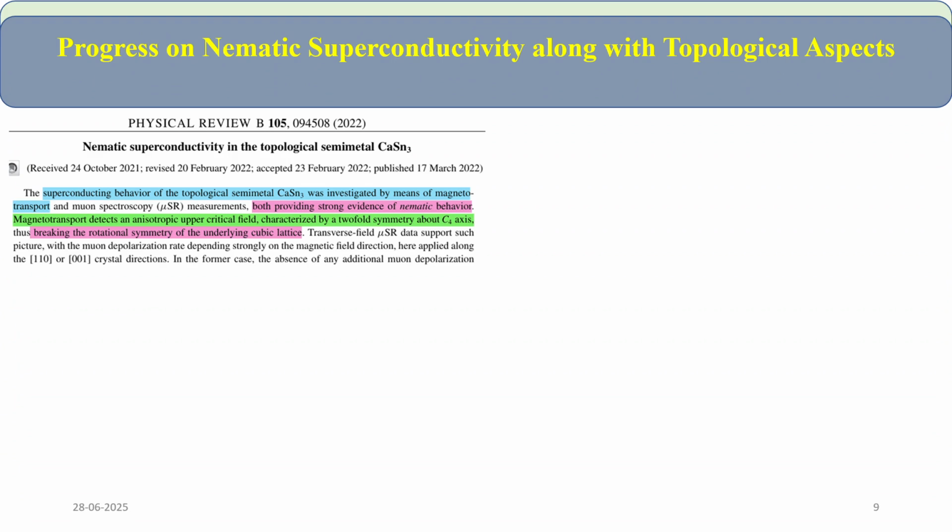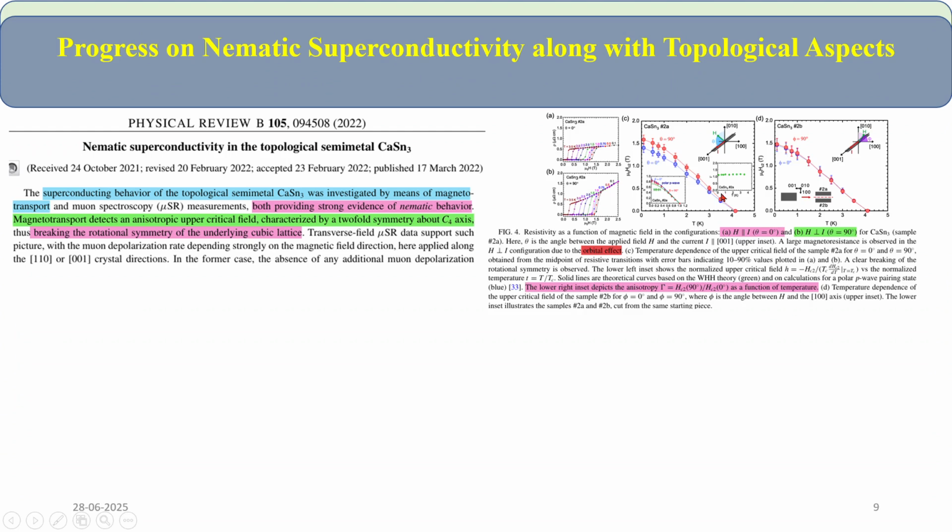And progress on nematic superconductivity with the topological aspects. Here the crystal structure breaks the C4 symmetry, and the authors measured the resistivity in two different directions of the crystal, at 0 degrees with the current and with the perpendicular current. They saw a change in the upper critical field, and the upper critical field is increasing in the transverse direction.